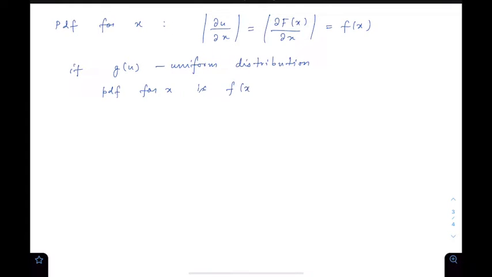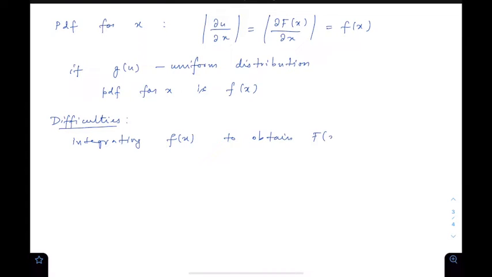The difficulties with this method are integrating f of x to obtain capital F, the cumulative distribution function, and inverting the cumulative distribution to obtain F inverse of u. But if this can be done, then this is usually the best method.